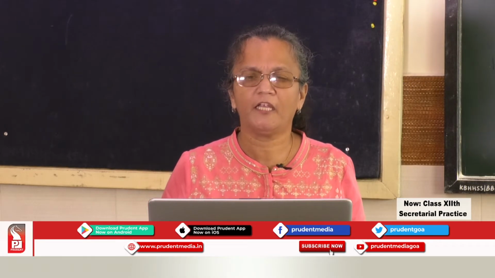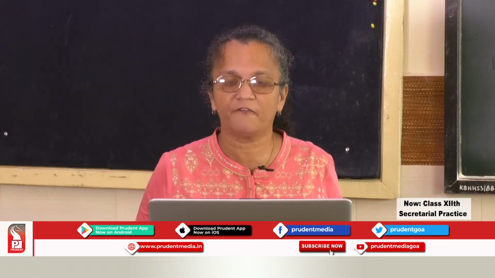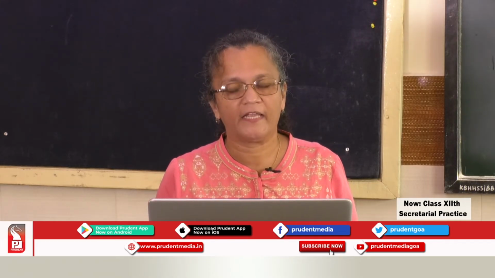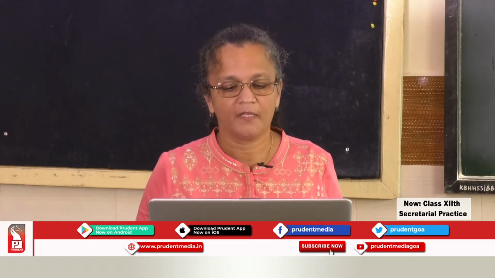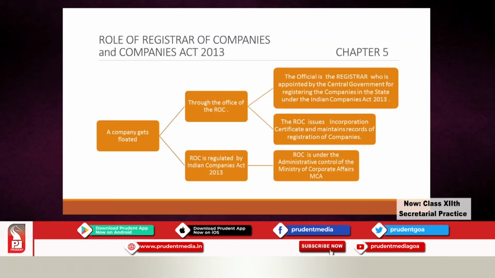The ROC issues the company a birth certificate, and we call it the incorporation certificate. The Registrar of Companies also maintains records of registration of companies. The ROC is regulated by the Indian Companies Act 2013 and is under the administrative control of the Ministry of Corporate Affairs.